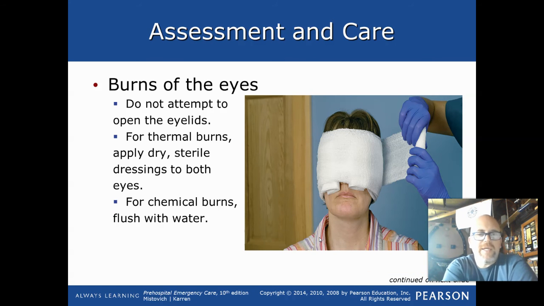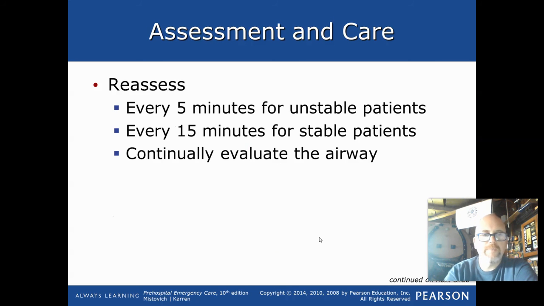Burns to the eyes, do not attempt to open the eyelids. For thermal burns, apply dry, sterile dressings to both eyes, and for chemical burns, flush with water. So we want to make sure we're flushing those eyes completely. You'll see a little clip of that here in a while.